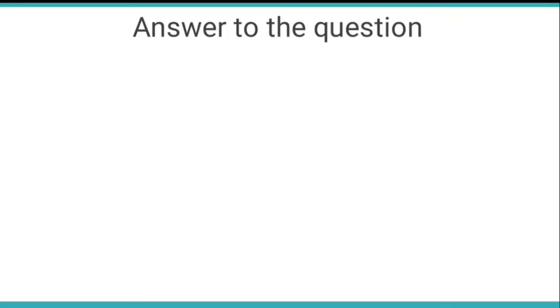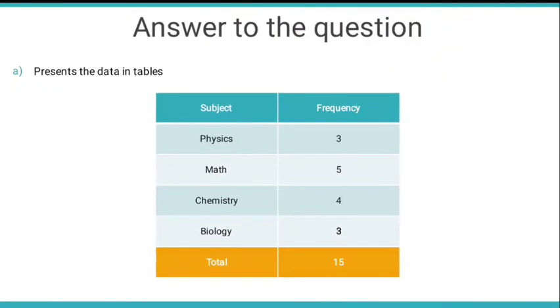Okay, let's get the answer to the question. For the first question, we are told to find the data in table and pie chart. First, present the data in tables. After reading the question, we have 4 subjects: physics, math, chemistry, and biology. So, the students who like physics are Bendy, Zafran, and Ali. So, physics has 3 frequency.